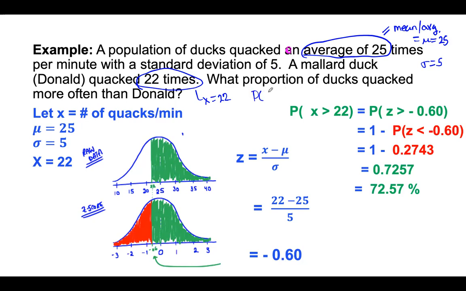So Donald quacked 22 times, more often, so greater than 22 is what we're looking for, because proportion is like, what is the percentage or how many quacked more? And so once we first understand the question, then we can kind of do it. So first, the idea is to extract that information. Oh, we could have just left it as average too.